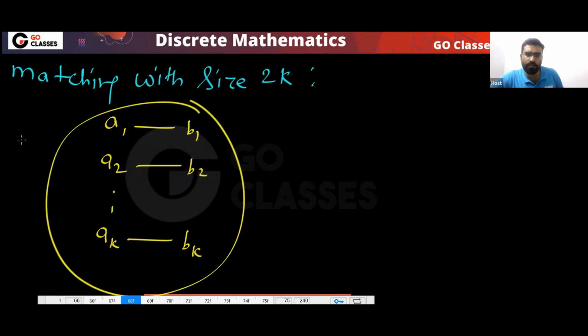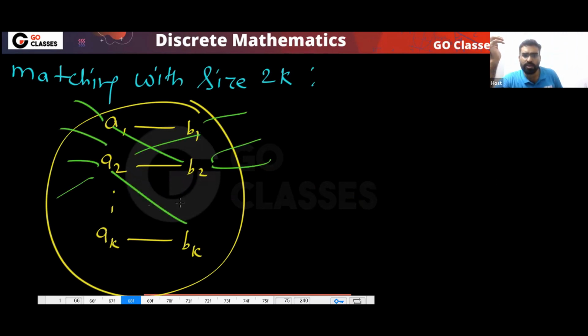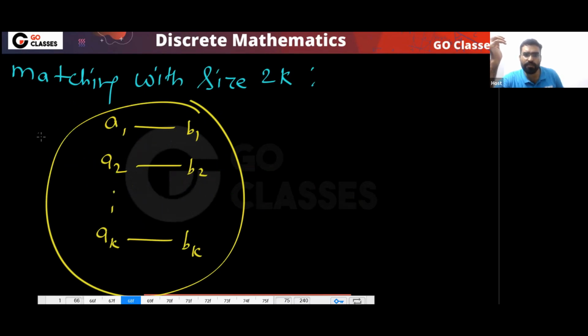In your graph you can have more vertices, other vertices, other edges. For example, this type of edges you can have, this type of new vertices you can have. Your graph can have anything, but this is the matching that I'm taking. This is your matching in your graph.